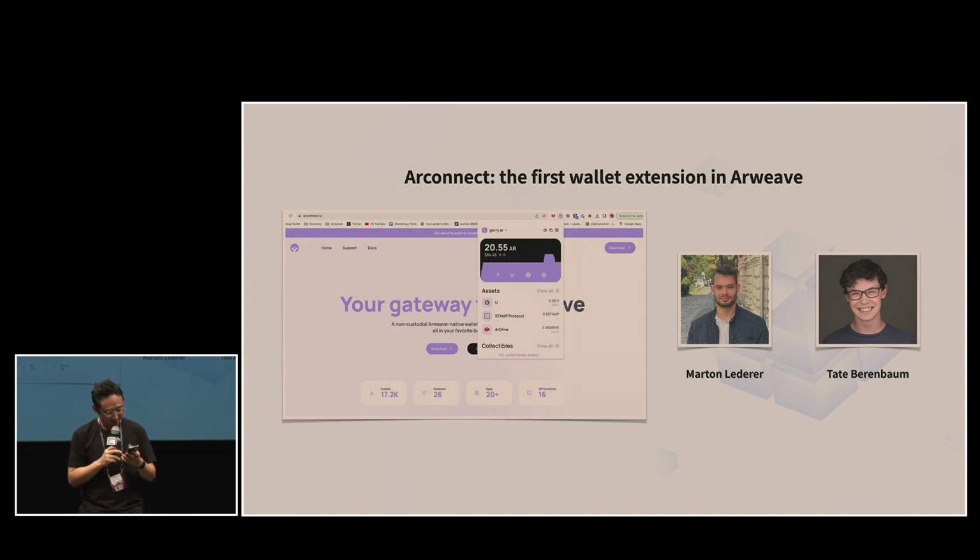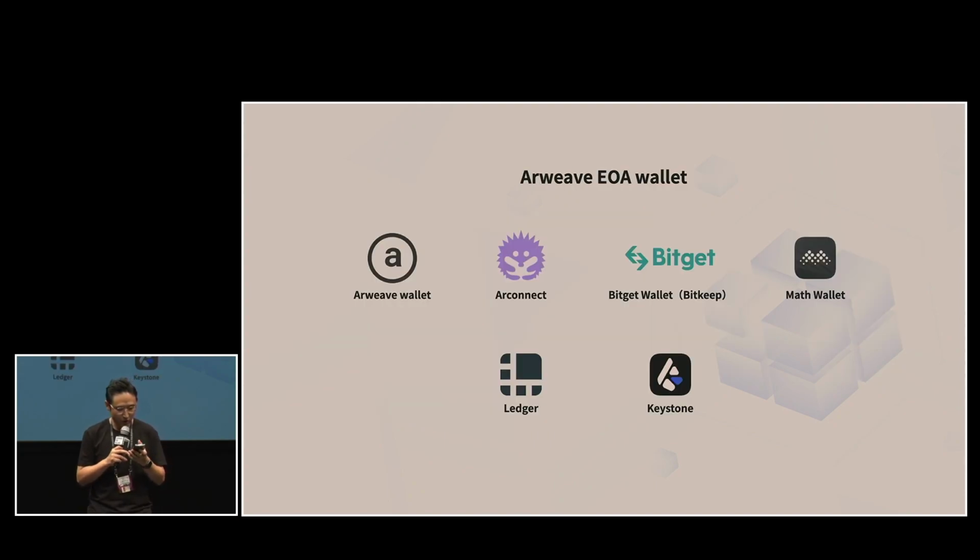Anyway, ArConnect just released version 0.2, and in terms of experience and functionality, there have been a lot of improvements. So it's preparing for the future development of the permaweb.